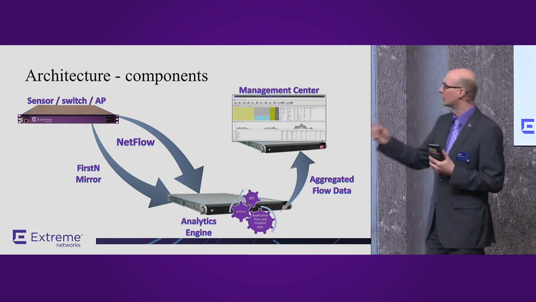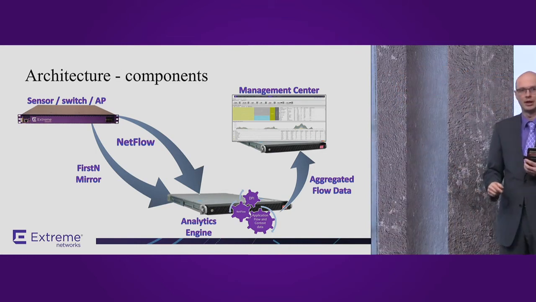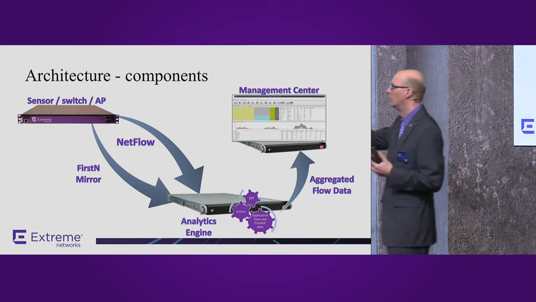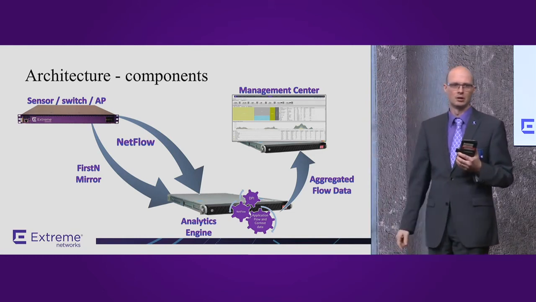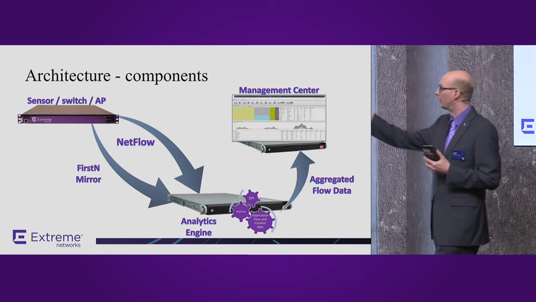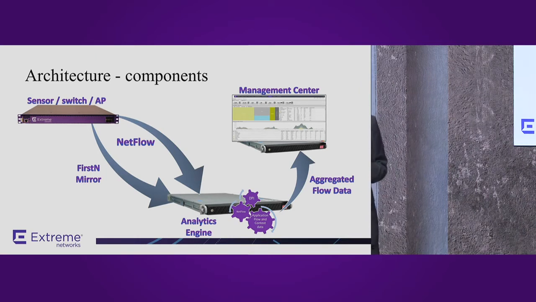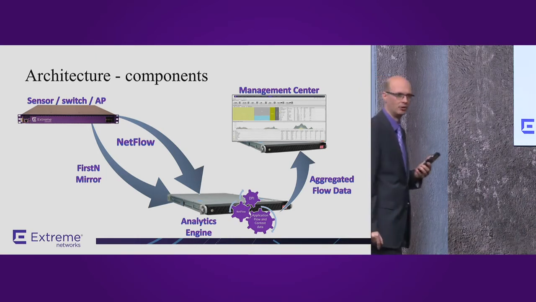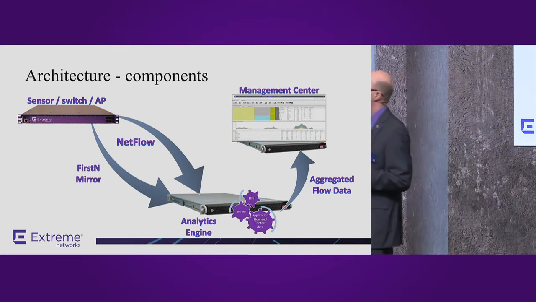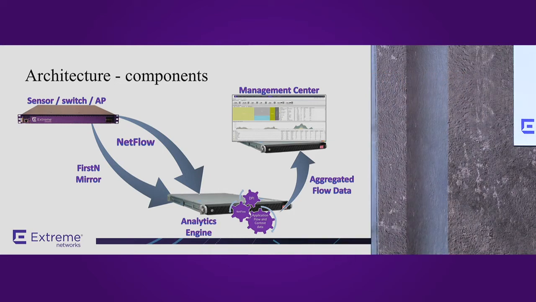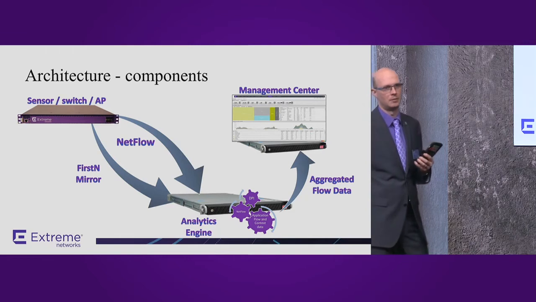Another option is a switch. Okay? The switch can help you to work as a sensor. So the traffic going through the box can do the job. The third option is an access point, an Extreme wireless access point. Okay? So the access point, switch, or a sensor can be a source of information.